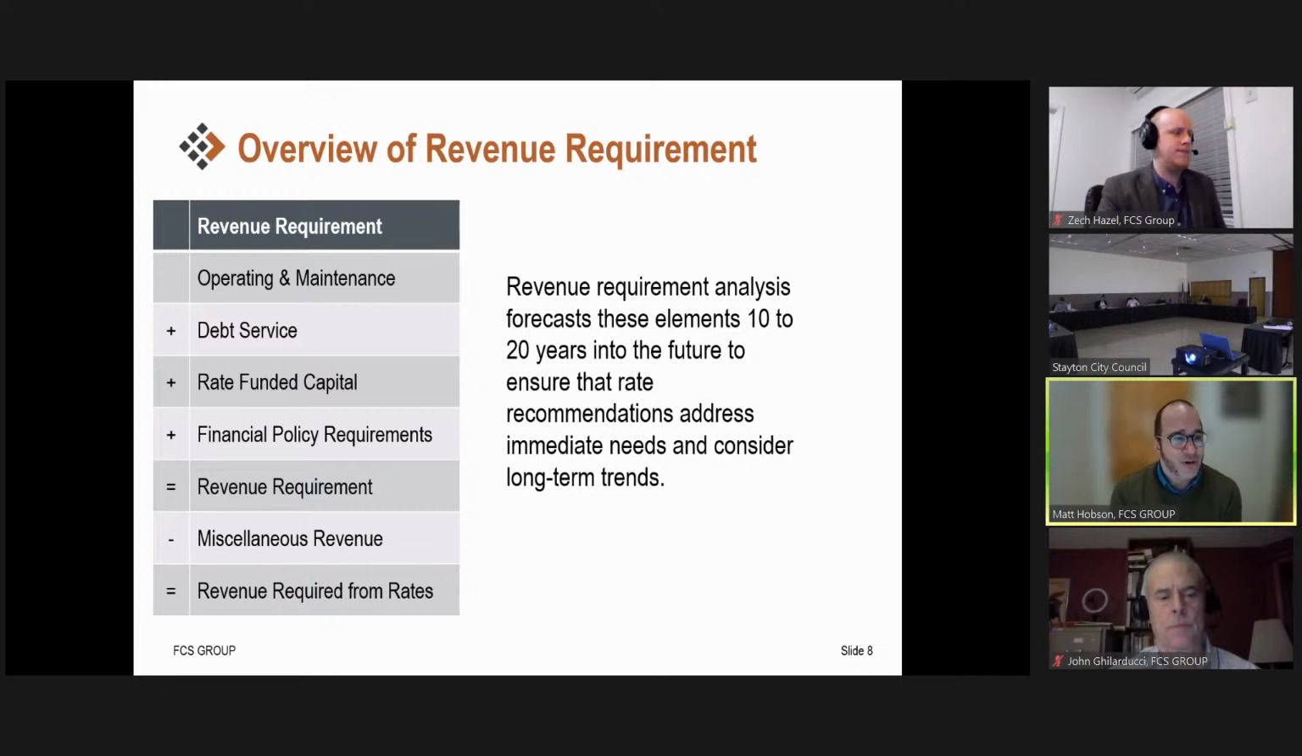The essential math is we look at operating and maintenance costs. We add to that any ongoing debt service. We also add capital funding from our rates to support the capital program. Any requirements that may be needed to maintain our financial reserves. And that gives us an overall revenue requirement. We then deduct any non-rate revenue from that calculation. And that last number then becomes the basis for what we need to recover from rates on an annual basis.